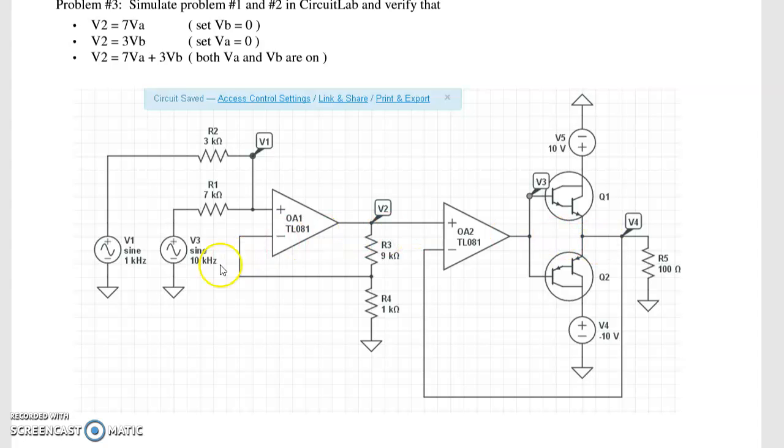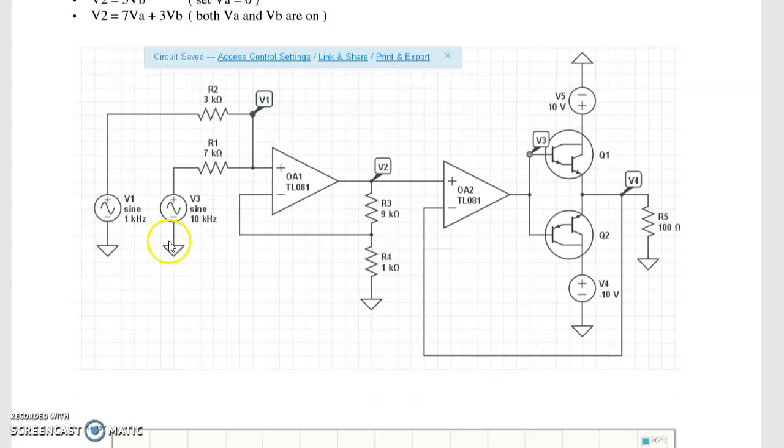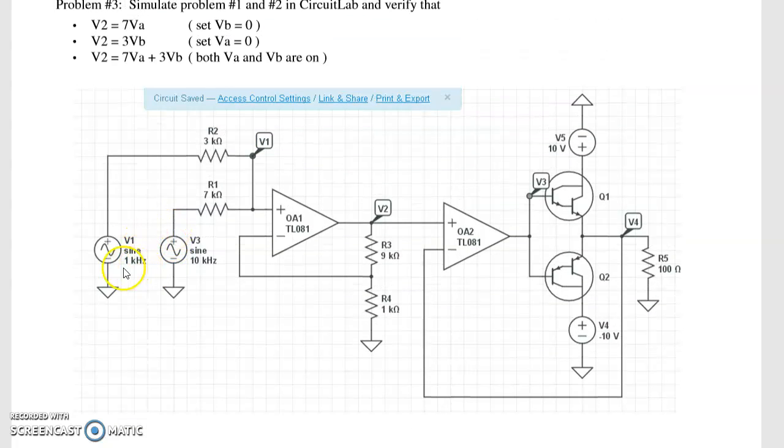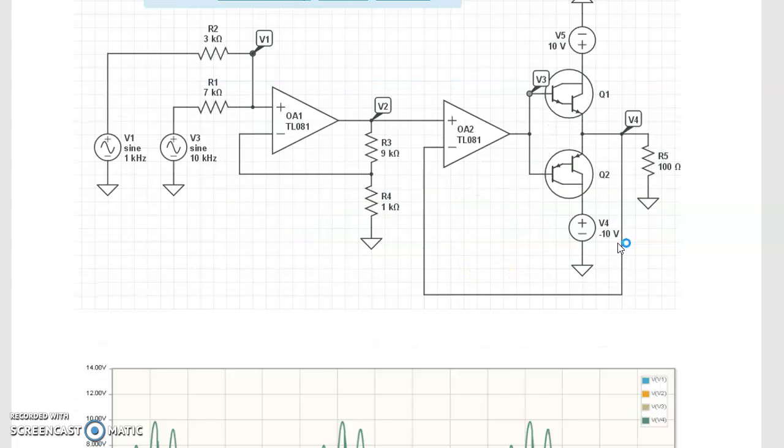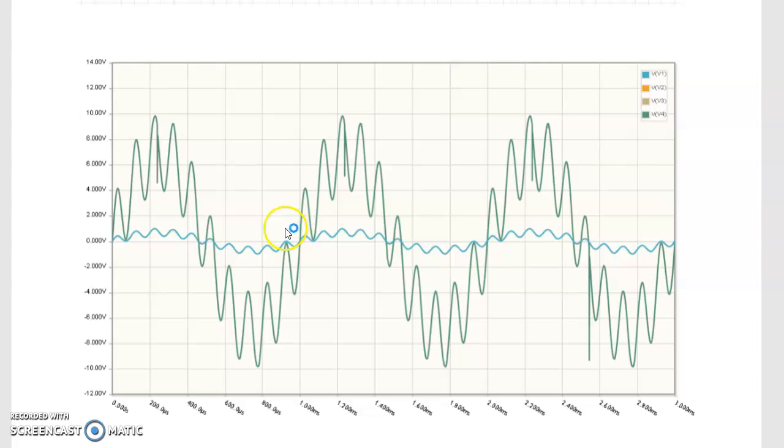To illustrate that this is working, I'm going to use 1 kilohertz sine wave for V1, 10 kilohertz for V3. And what I'll see is that V1 is times 7, V3 is times 3. If I look at the output at V4, what I see is the output is a nice clean sine wave. The low frequency signal is times 7, the high frequency signal is times 3. So that's your y equals 7A plus 3B, where the output is an 8 ohm speaker.